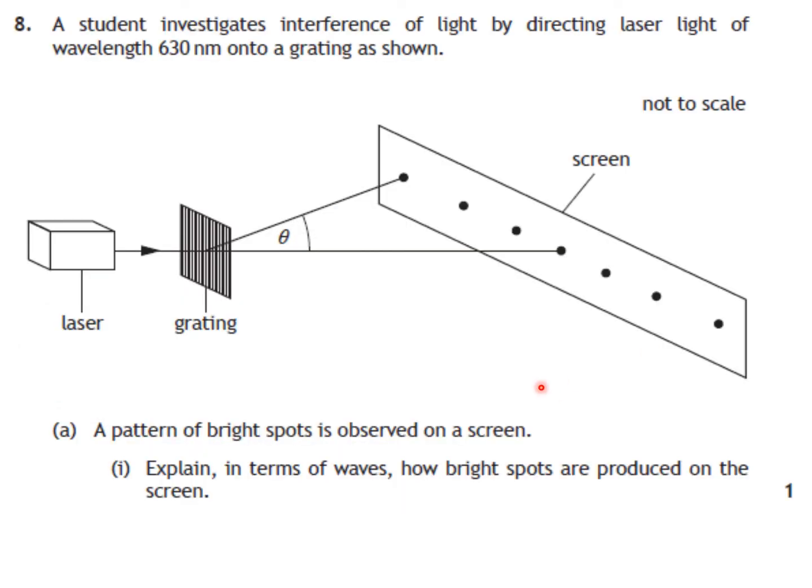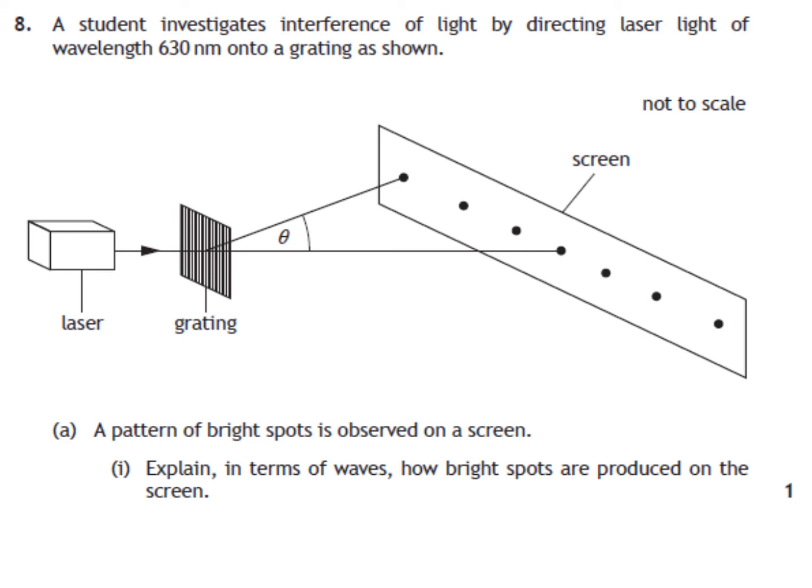So what type of question might you be asked about this? Well, a student investigates interference of light by directing laser light of wavelength 630 nanometers onto a grating as shown below. So a pattern of bright spots is observed on a screen. Explain in terms of waves how bright spots are produced on the screen. And this is only worth 1 mark, but what I would expect in your answer is you using the terminology of in phase, out of phase, constructive interference, destructive interference, and probably draw a diagram.